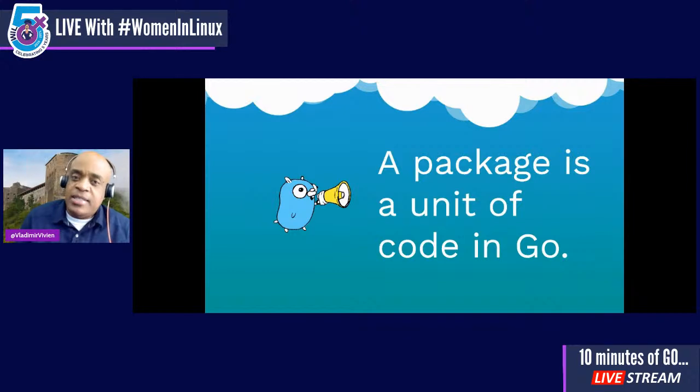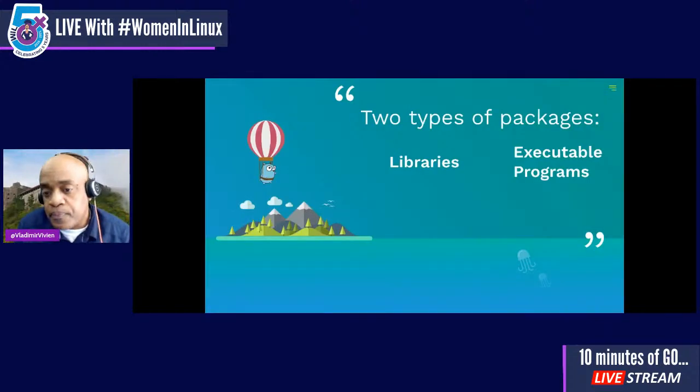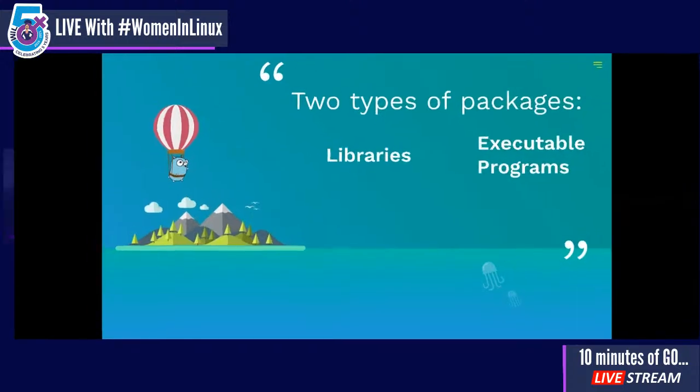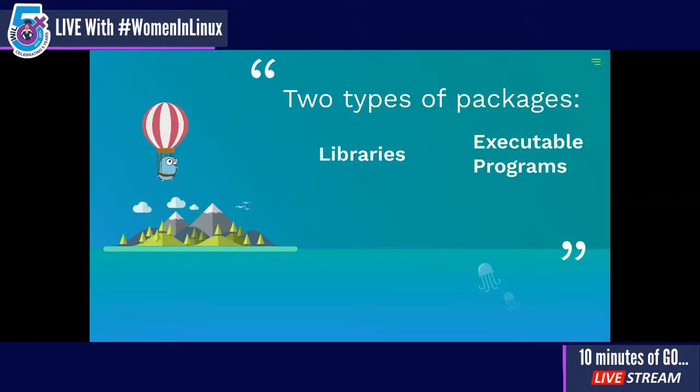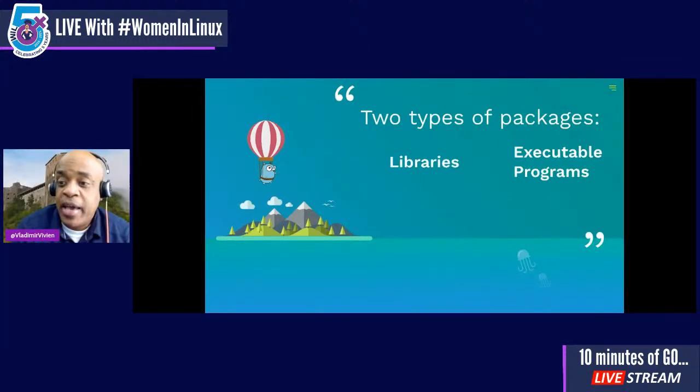A package is a unit of code in Go. So we've already seen that a package is a directory, and inside that directory, that's where you put your Go code. Now, there are two types of packages in Go. One type is what we call a library. I touched on that a little bit last time, but we're going to look at that today. So we have libraries, and we have packages where whatever's in that package becomes what can be executed, or your program.